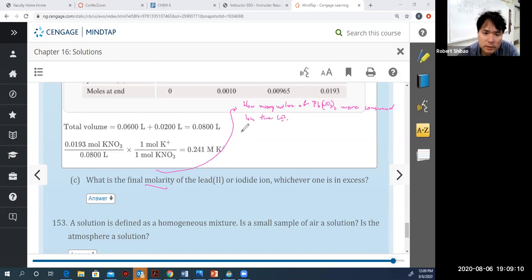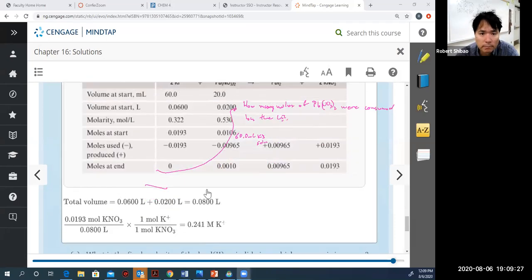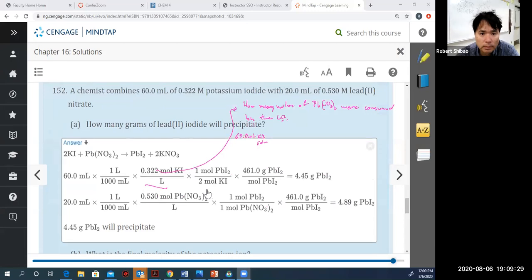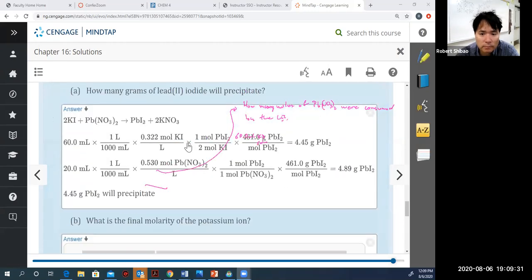Then we start off with the limiting reagent. The limiting reagent here is 60.0 milliliters of KI solution. And what was the molarity of the KI? Go scroll back up. 0.322.